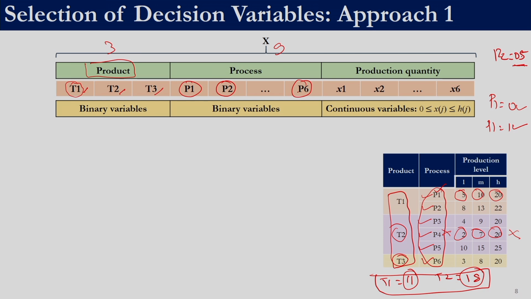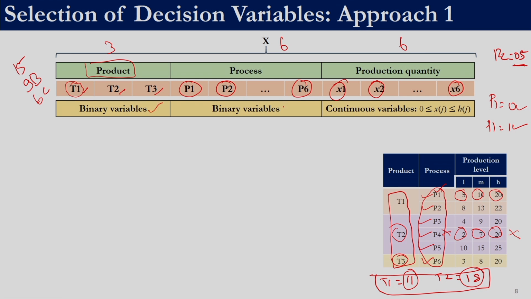So, since there are 6 processes, we will ask the algorithm to give 6 values which will indicate the amount that is being produced. So, that would be 6 variables. So here it is 3 binary variables, again 6 binary variables and 6 continuous variables. So, we have 15 variables. Out of 15 variables, 9 are binary, the first 3 and the next 6 are binary, and the rest of the 6 are continuous variables.